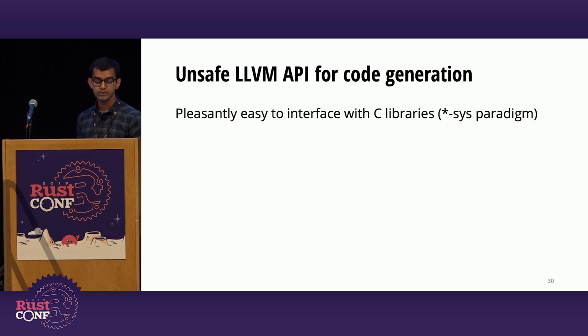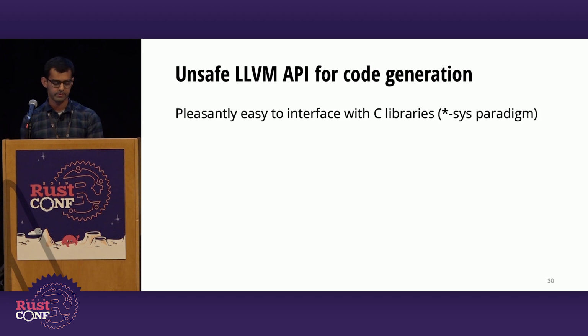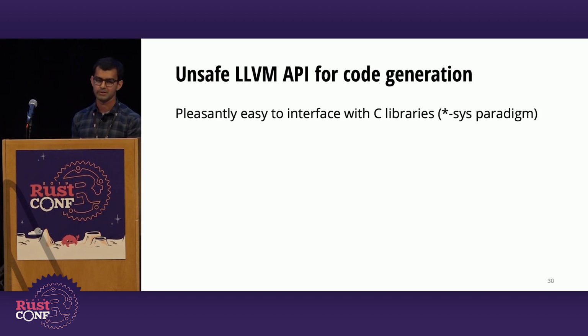Other things, we use the LLVM C API for code generation, and it's pleasantly easy to interface with C libraries. And again, this is in large part thanks to Cargo. Cargo has these -sys crates. It's just a paradigm in Cargo, where a -sys crate is basically just Rust definitions of a C library.